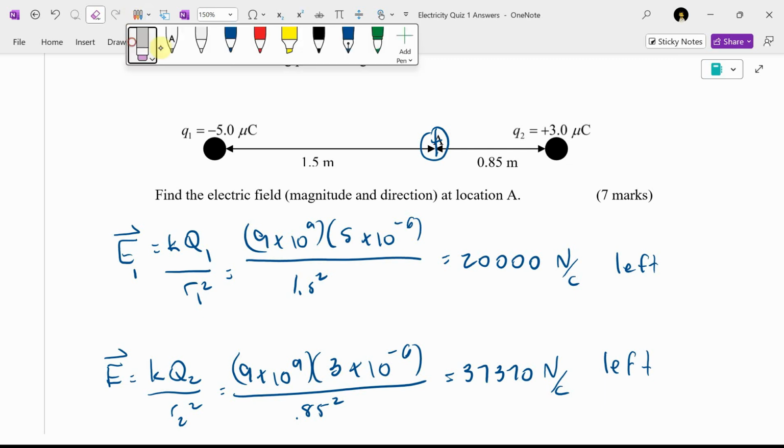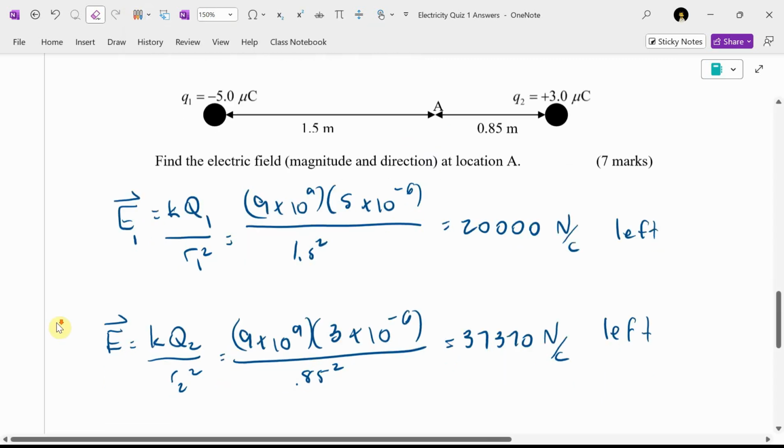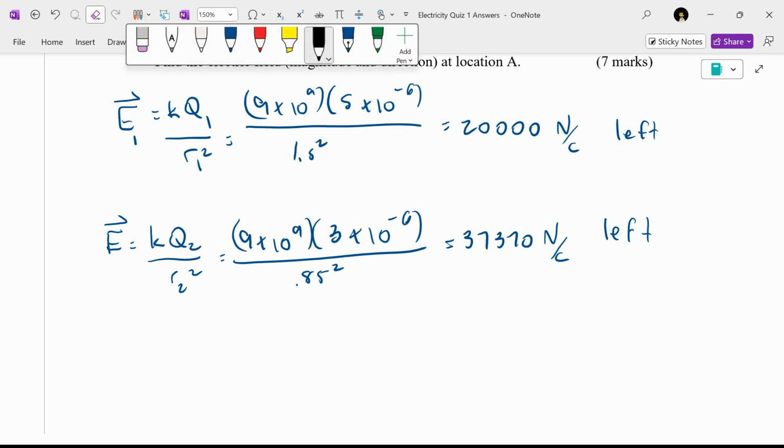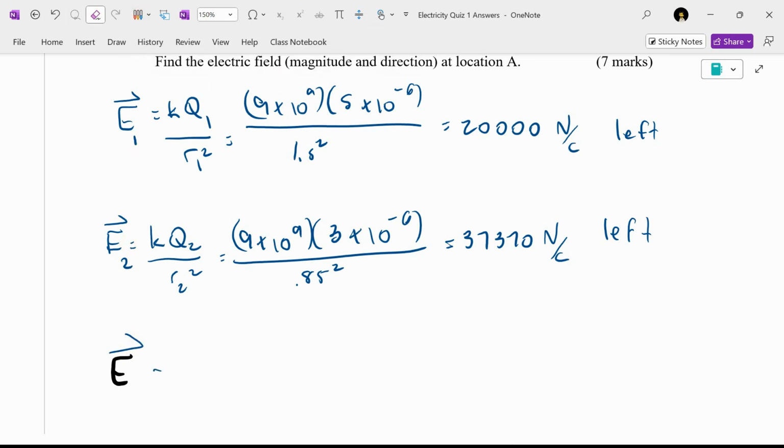So this is going to be left plus left. I can probably do this in my head. 37,000 plus 20,000. I think it's going to be 57,000. So I'm going to say the electric field, oh, I didn't put a 2 there. There we go. The electric field is going to be, what? 57,400, I think if I go to 3 sig figs, newtons per coulomb left.